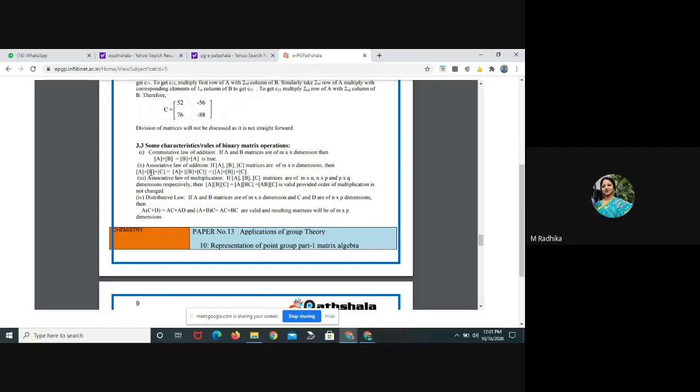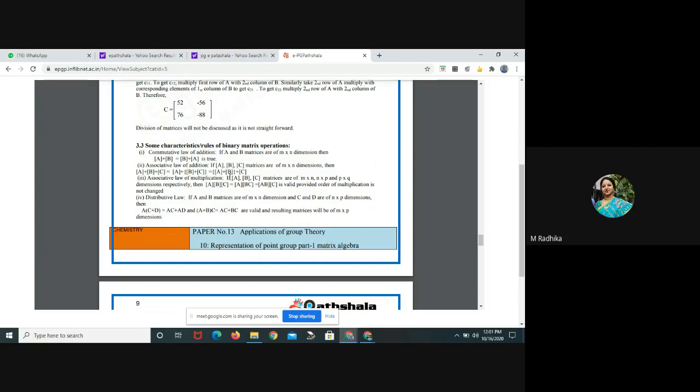Either I do A plus B plus C as a group, or A plus B as a group, then I see everything will give you the same answer. Similarly, the same association is there in the multiplication also. In addition to that, it also follows the distributive law, that is A into C plus D will be AC plus AD. A plus B into C will give you AC plus BC.